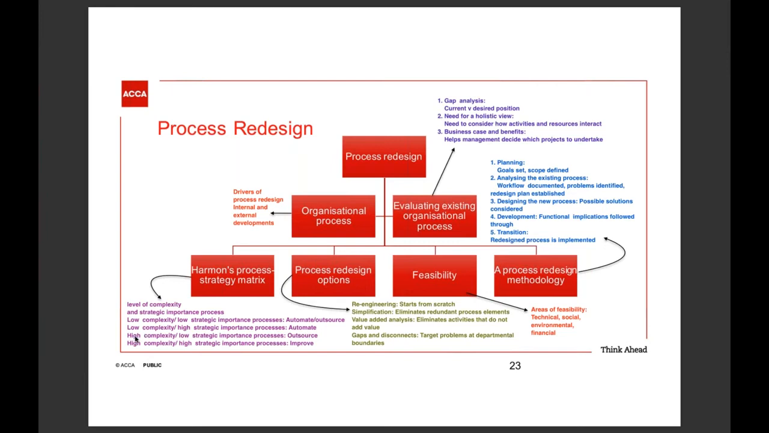If it's high complexity but low strategic importance processes, that's where you may want to outsource. And if it's high complexity and high strategic importance processes, that's where you need to improve. This last one is a process that, if you say improve, means it can contribute to your competitive advantage. A process that can actually contribute to your competitive advantage.